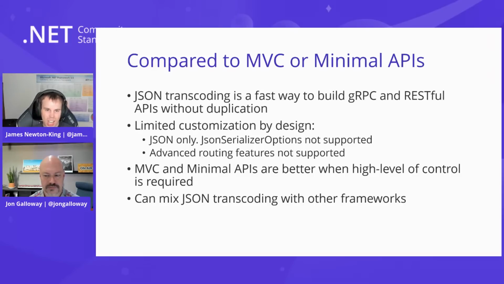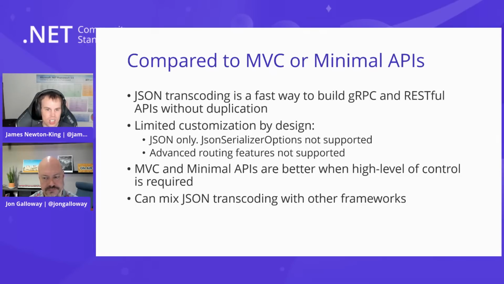If you want exact control, then you probably still want to keep using minimal APIs. But if you want a turnkey solution to get pretty good RESTful APIs within half an hour, so you can imagine it takes 5 minutes to set up JSON transcoding and then another 20 minutes to annotate all your APIs, and then suddenly your gRPC service is also talking REST. That's a pretty good deal.